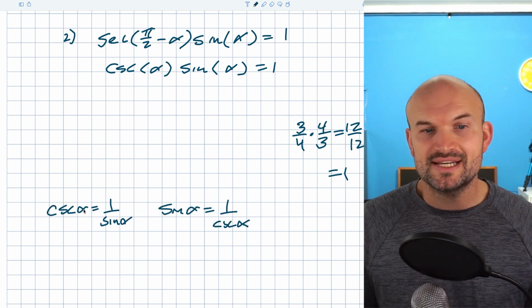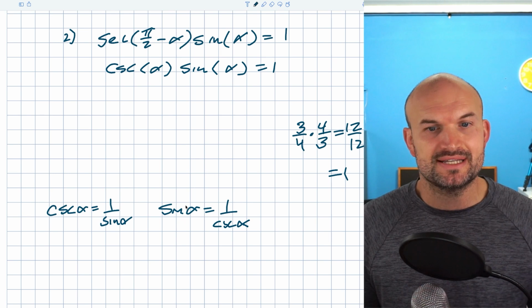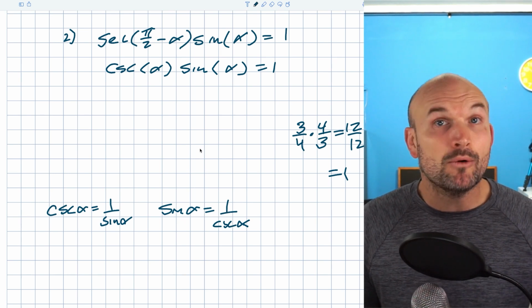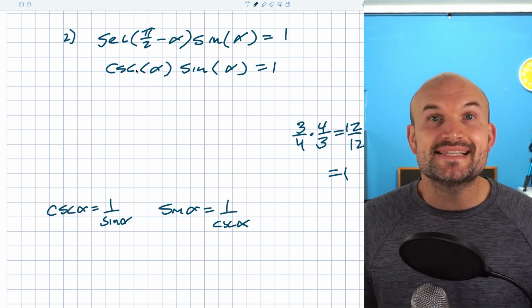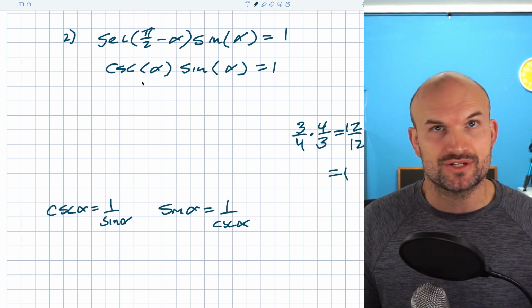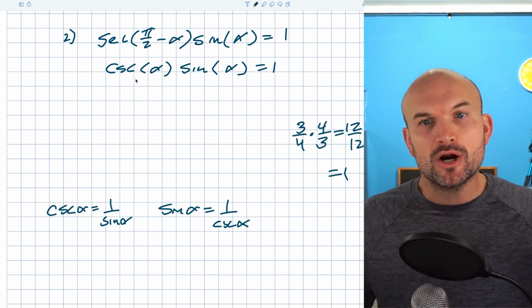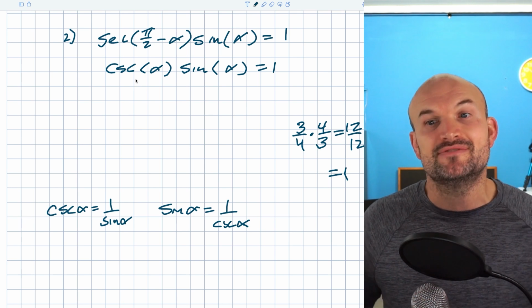So here you can see the cosecant of alpha is 1 over sine of alpha, and the sine of alpha is 1 over cosecant of alpha. Now, one mistake that I will see students make is they'll apply both identities to both functions. We don't want to do that because, again, remember our goal, guys. We're trying to get something to be divided by itself.